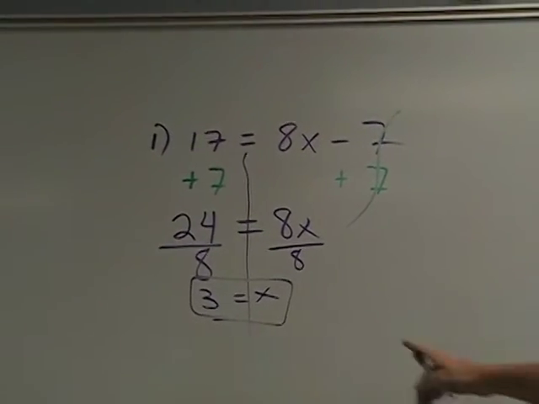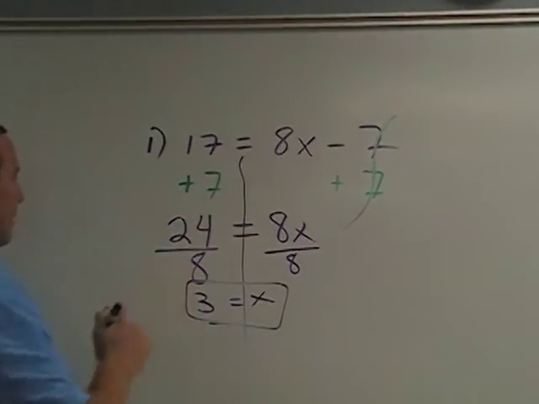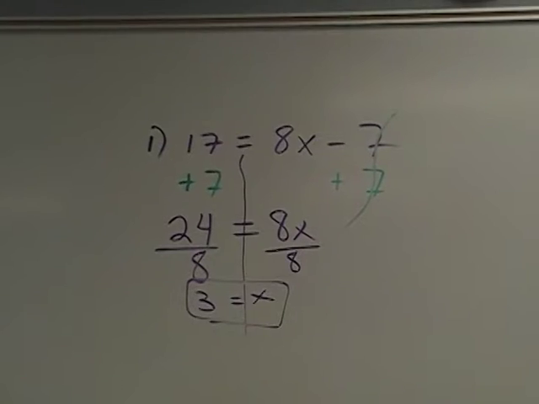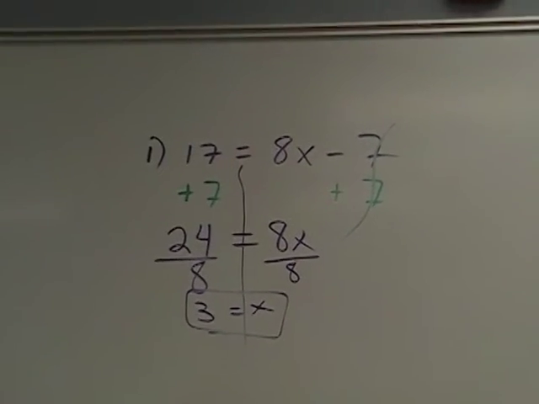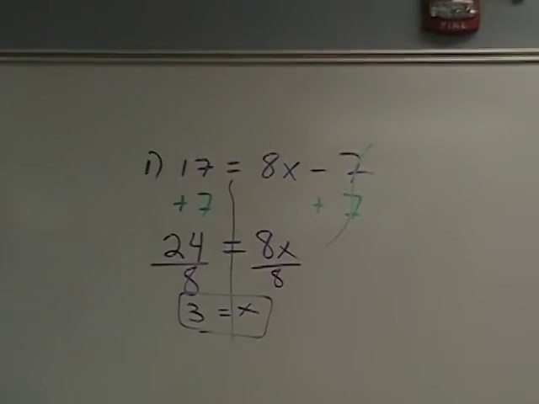Let's check it. We'll substitute it back in. 8 times 3 is 24. 24 minus 7 is 17. Put your thumb up if it's easy. Of course, everyone's thumbs up. That's number 1, right? Here we go.